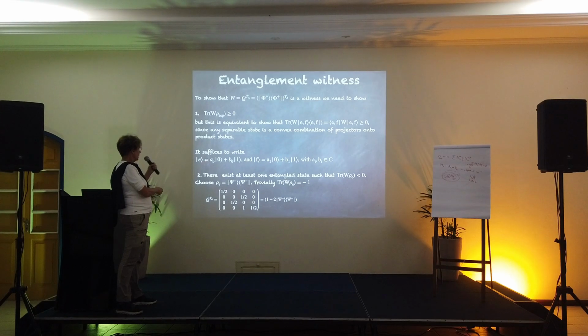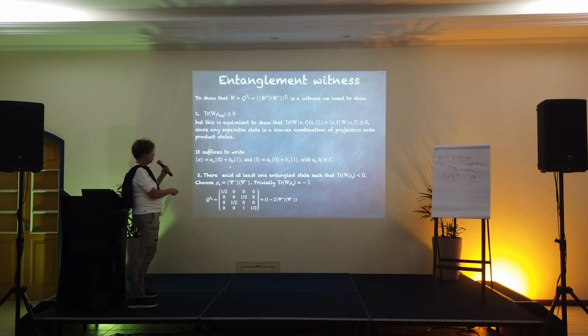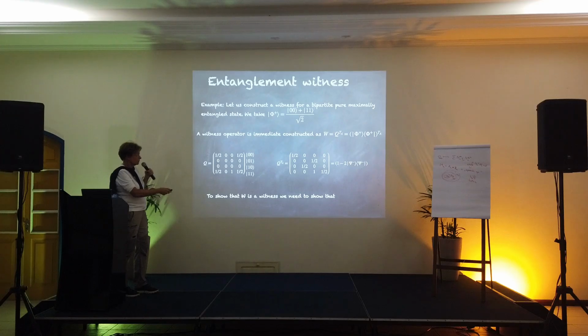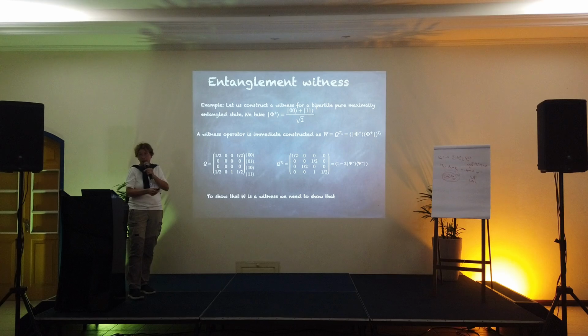So what do I have to do? Well, I write E as the most generic qubit, a 0 plus b 1, and I write F as another generic qubit, a' 0 plus b' 1. And now I plug it in, and then it's trivial to show that this is always positive. Why? Because this witness is 1 minus 2 times the singlet, and at most the product state will have an overlap of 1/2 with this state here.